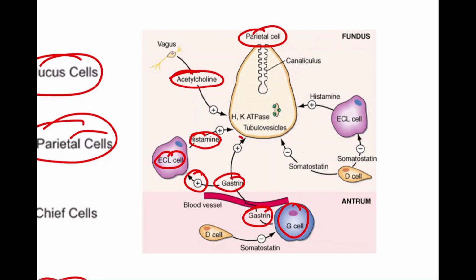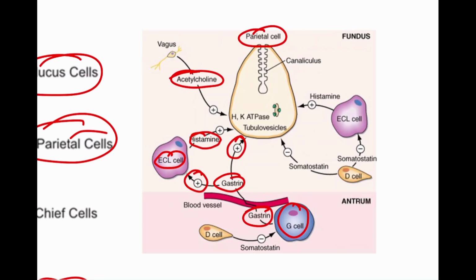Gastrin also by itself is stimulatory to the parietal cell to make more hydrochloric acid as well. So the gastrin has two effects, a direct effect on the cell and an indirect effect by stimulating the ECL to make more histamine.